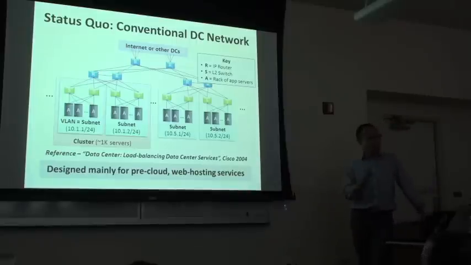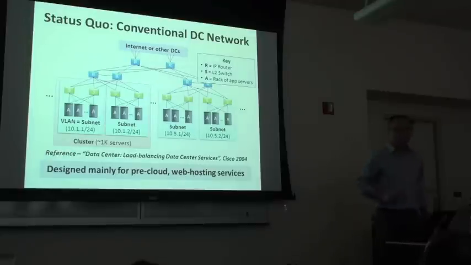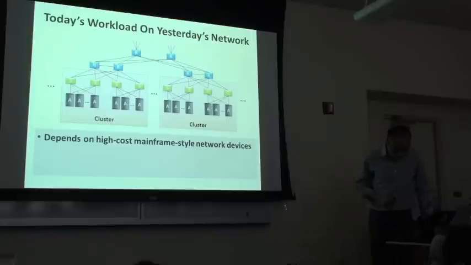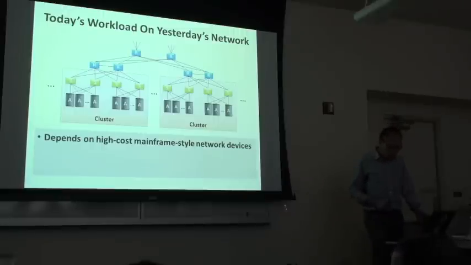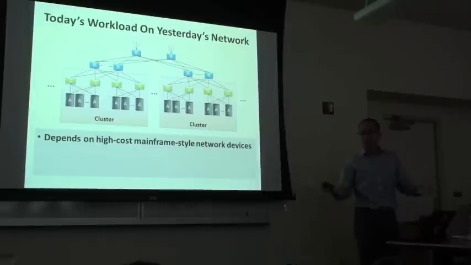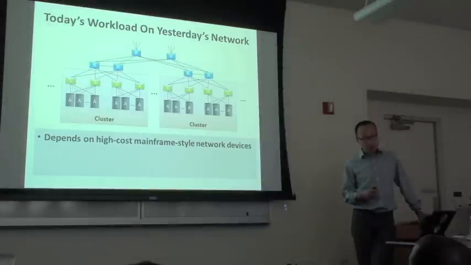Nowadays, web services are stories of the past. So we have some huge problems here. One central problem of this architecture is that it depends on high-cost mainframe-style network devices, something like this, the upper layer. These devices are usually used in the large ISPs to meet their huge capacity and reliability requirements. And these devices have loads of unneeded hardware and software features, especially for data center.